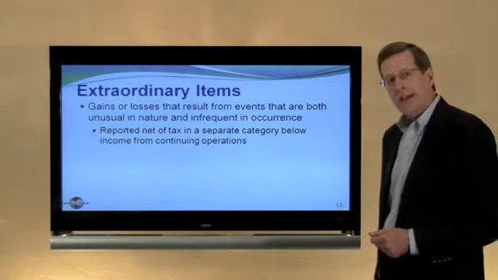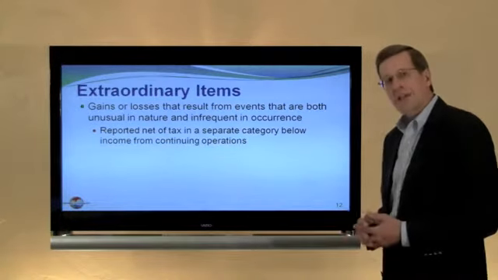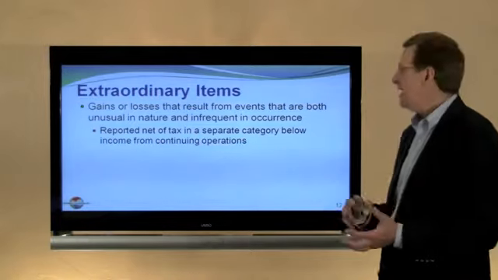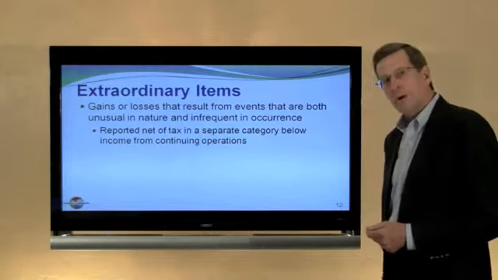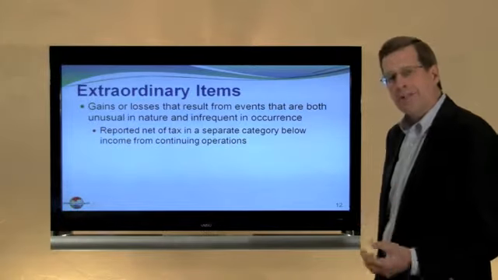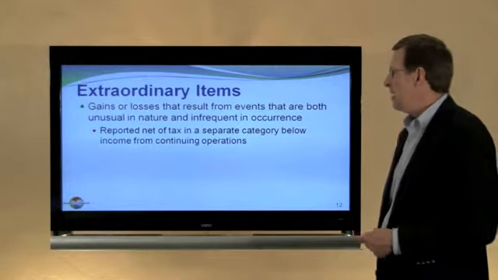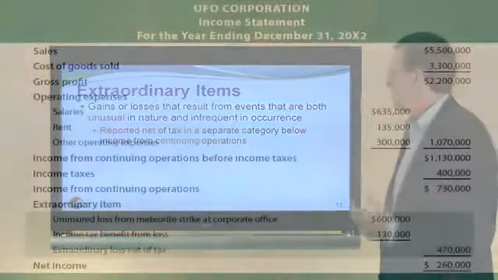Let's move on to another category, extraordinary items. Gains and losses that are unusual in nature and infrequent in occurrence are deemed to be extraordinary in nature. They are also reported in a separate category after income from continuing operations, indeed after discontinued operations.